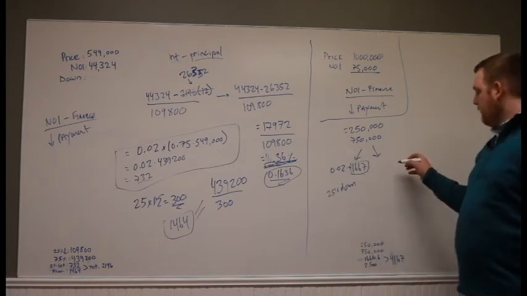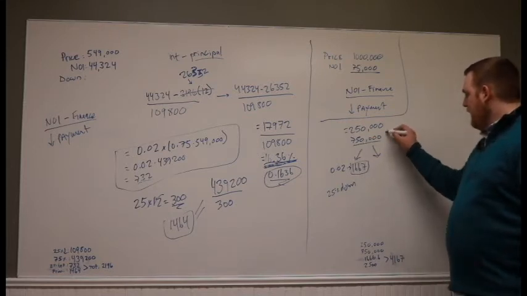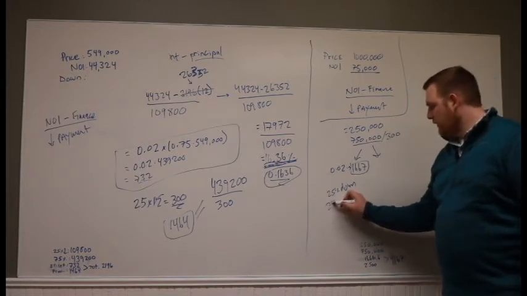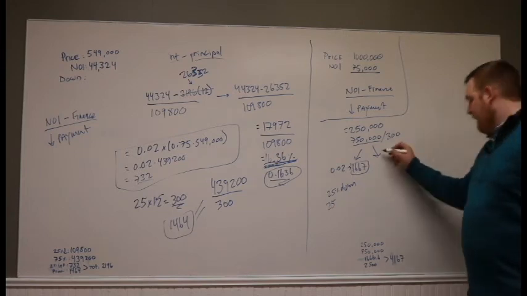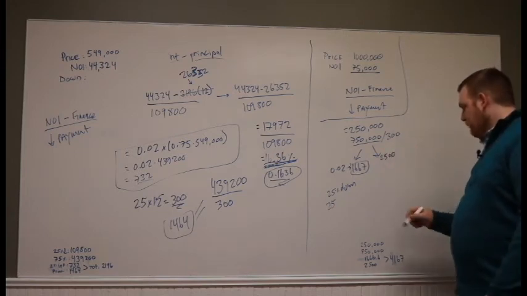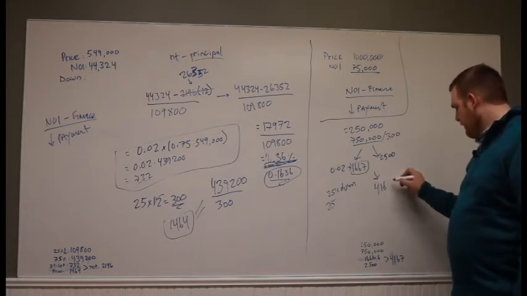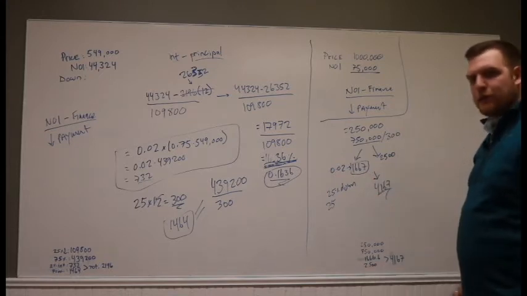Now let's talk about principal. Principal, again, is the $750,000, and we divide that by 300 because it's a 25-year mortgage. 25% down, 25-year mortgage. Those are the numbers we're using here. That gives you $2,500. When you add these two together, you get $4,167. That's your financing cost per month.